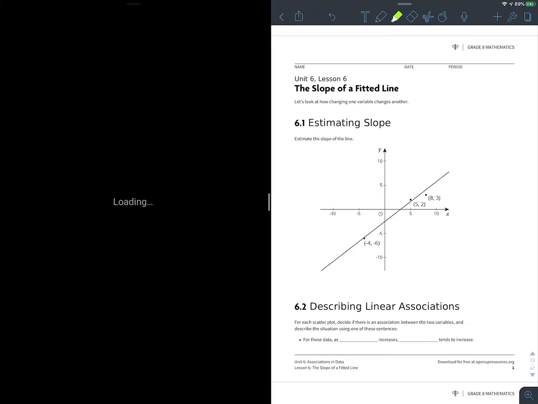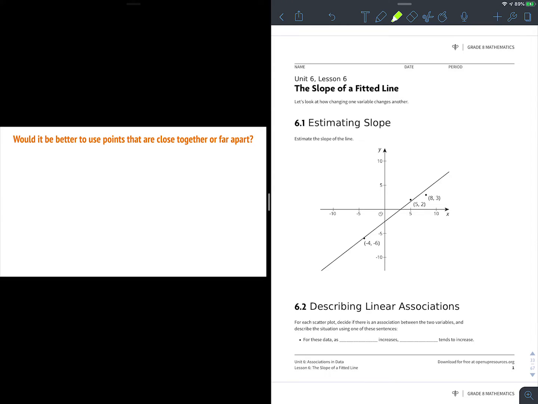So on 6.1, as that left side is loading, go ahead and take a moment and think about what the slope of that line is. Now that you've had some time to think, you might have used some of the given points to help you estimate it. So let's think about maybe using the points 5, 2 and -4, -6.